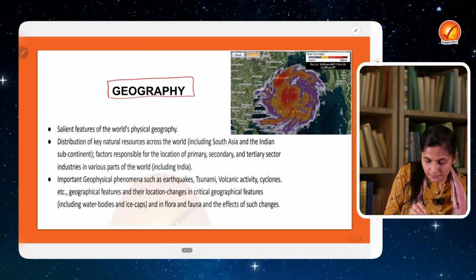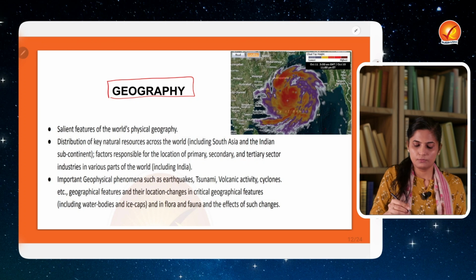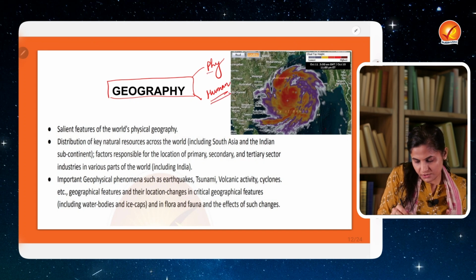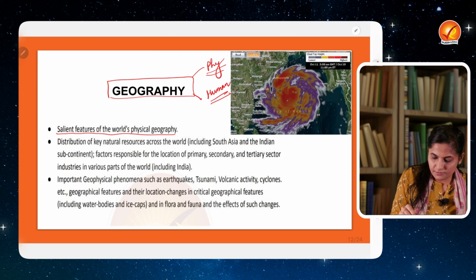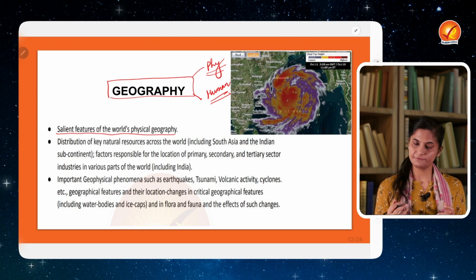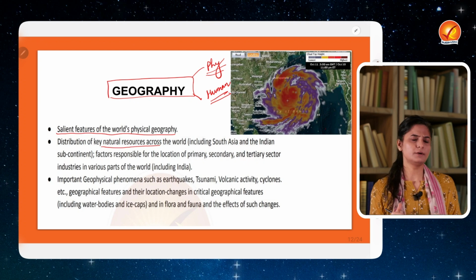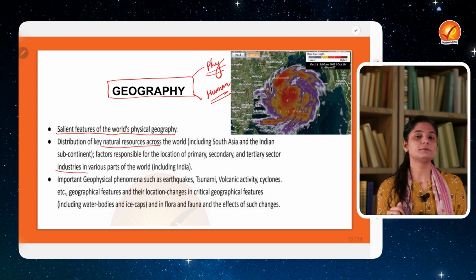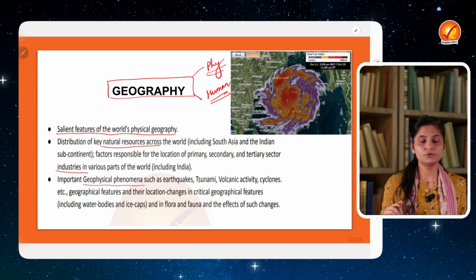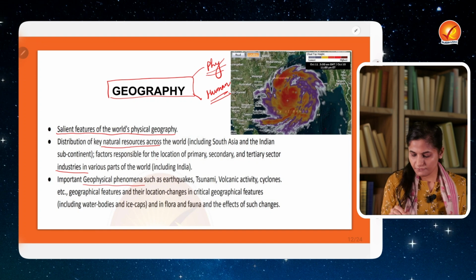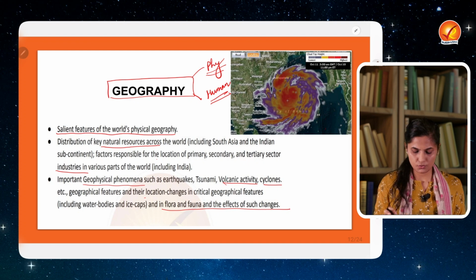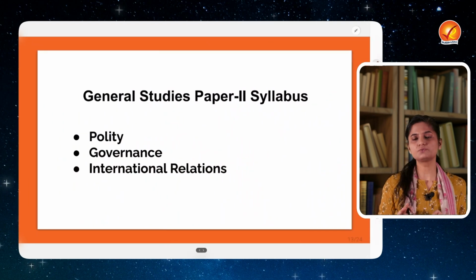Then to move ahead, we have geography within GS1 as well. Here you will read about more or less 2 things: physical and your human geography. So, you have 2 subjects basically inside it. And in general terms, you have to read about the world's physical geography, its salient features. You have to read about the natural resources across the world. That could be water resources, forest resources. Then you have to read about the industries, primary, secondary or tertiary. Then you have to read about various geophysical phenomena, be it tsunami, be it floods, volcanic activity, cyclones, etc. And again, effects of such changes on flora, fauna and the local locations and regions. So, that is within the geography.